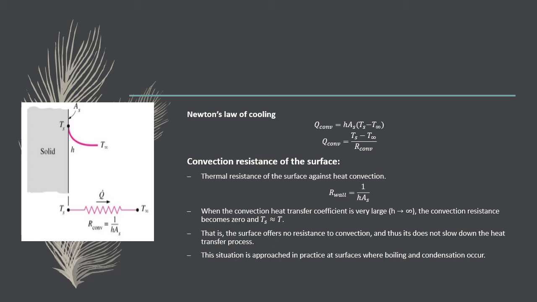That is, the surface offers no resistance to convection and thus it does not slow down the heat transfer process. This situation is approached in practice at surfaces where boiling and condensation occur. This is the situation of boiling and condensation.